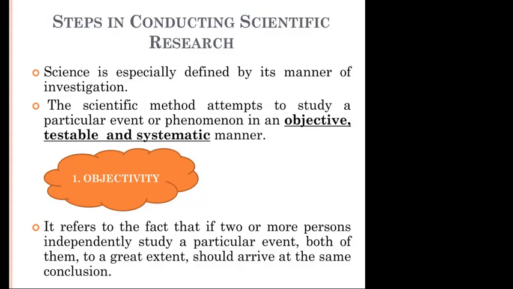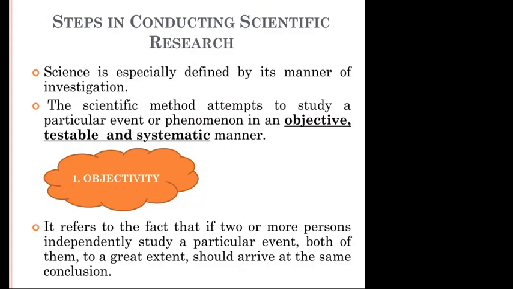Now, if I say objectivity, what is objectivity? It refers to the fact that if two or more persons independently study a particular event, both of them, to a great extent, should arrive at the same conclusion. So there is an objective. So if you start from your home, you will reach school. Whoever starts from their home is supposed to reach school at that particular time. So there is supposed to be objectivity.